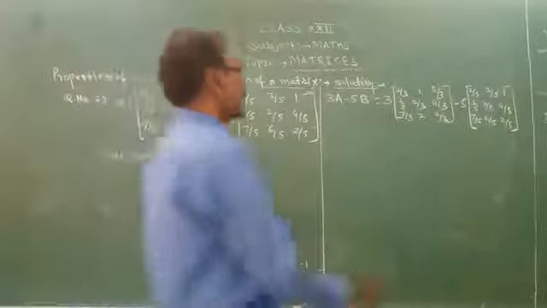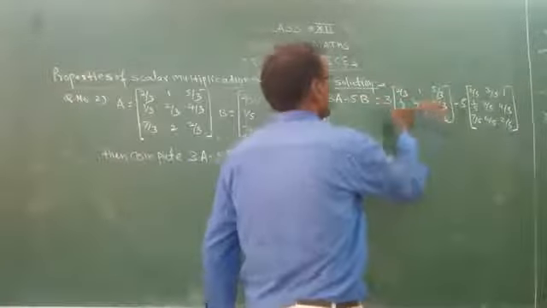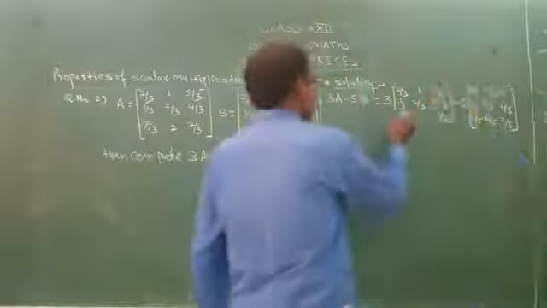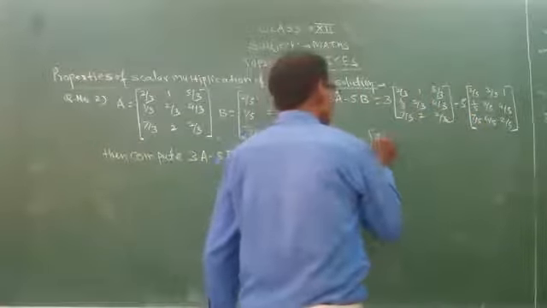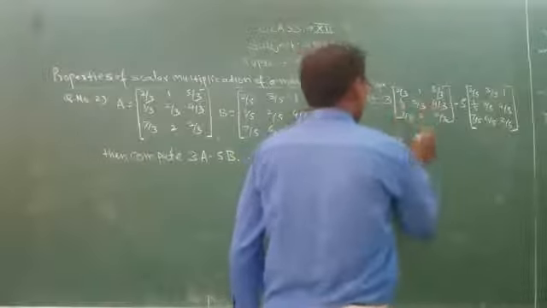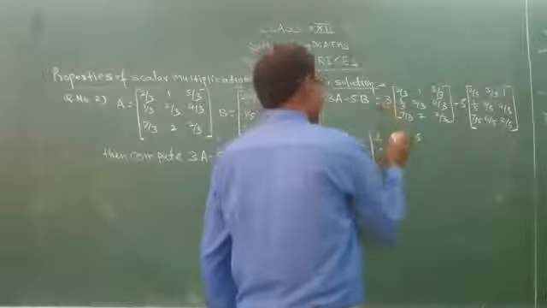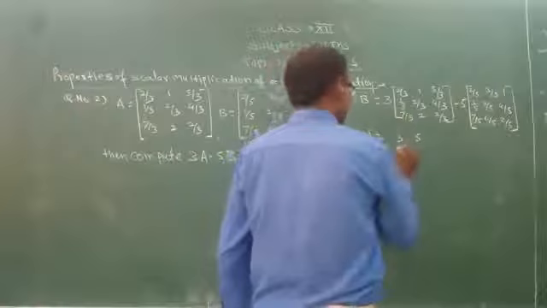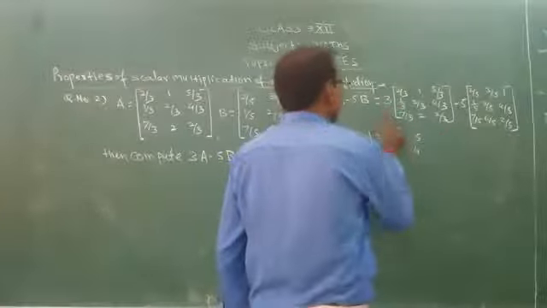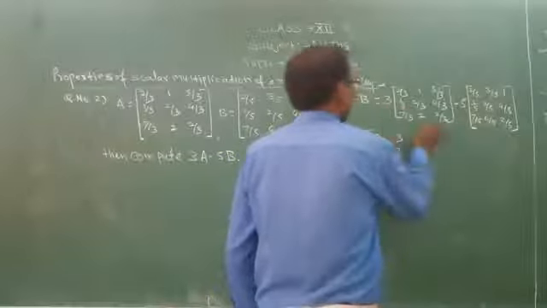So you multiply each element of the given matrix by 3. 3 into 2 by 3 is 2. 3 into 1 is 3. 3 into 5 by 3 is 5. 3 into 1 by 3 is 1. 3 into 2 by 3 is 2. 3 into 4 by 3 is 4. 3 into 7 by 3 is 7, 3 into 2 is 6, 3 into 2 by 3 is 2.